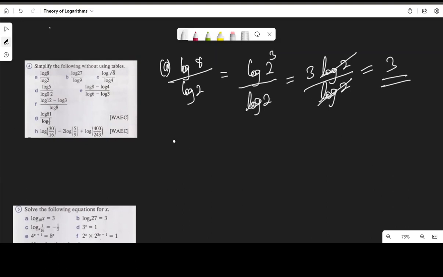Then for the second one, B, we have log 27 over log 9.